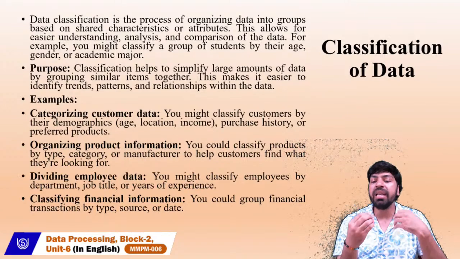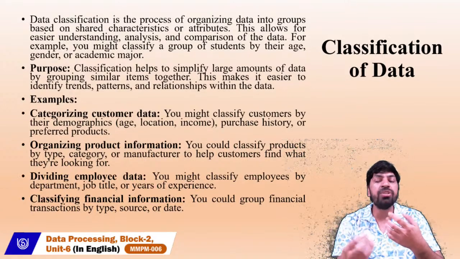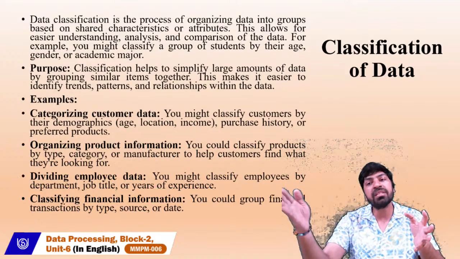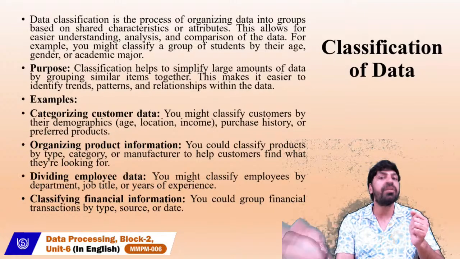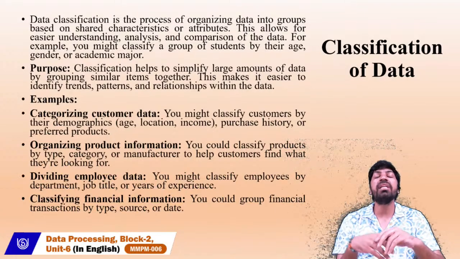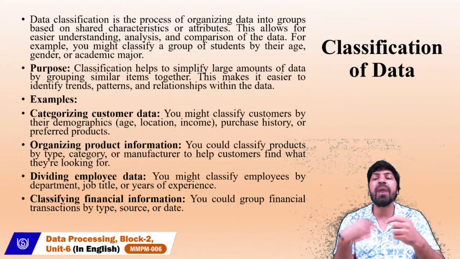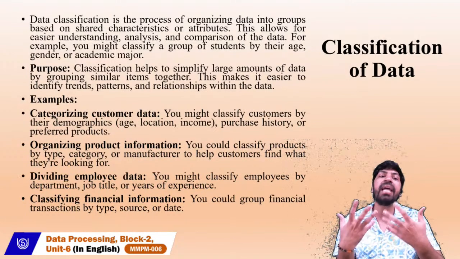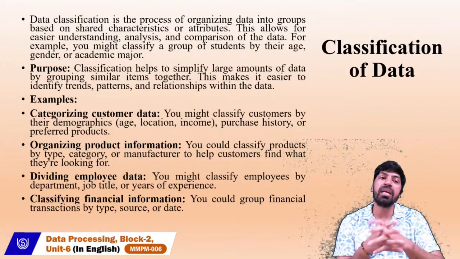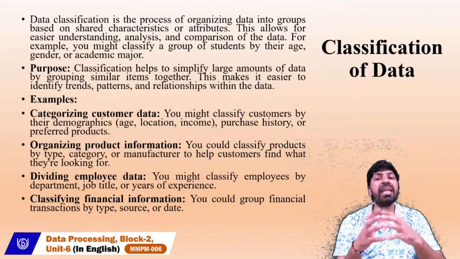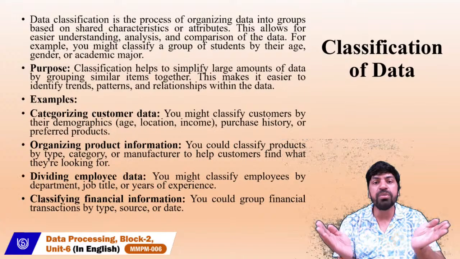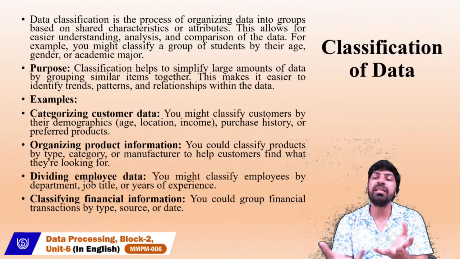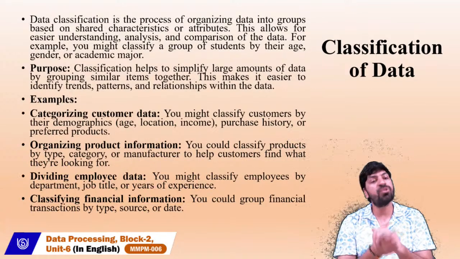So automatically it will help to understand, analyze, and compare that data with their respective characteristics and attributes. For example, if we classify a group of students by their age, by their gender, by their academic specialization, that becomes the classification of data. So the main purpose is to simplify a large amount of data by grouping the various items or variables together.